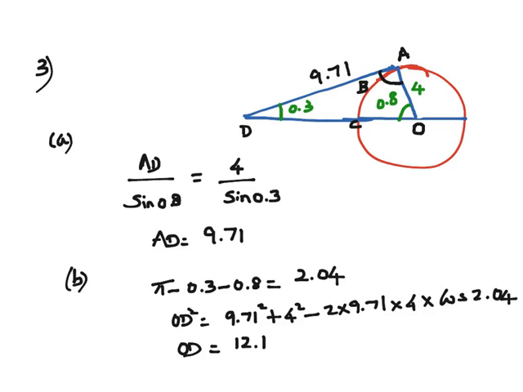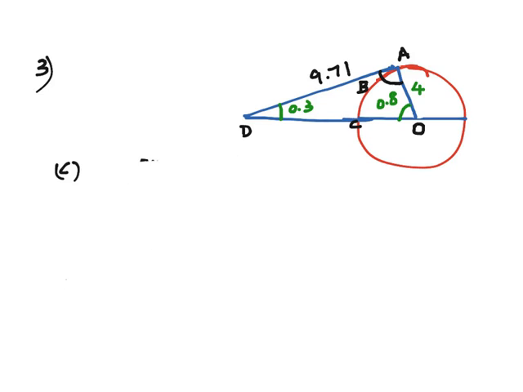Okay, now let us do the C part. We are required to find the area of the sector OABC. That's very straightforward. The area of the sector is half times the radius square, which is 4 squared, multiplied with theta, which is 0.8. So that will give us the area of the sector OABC.